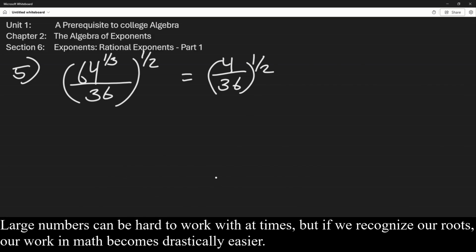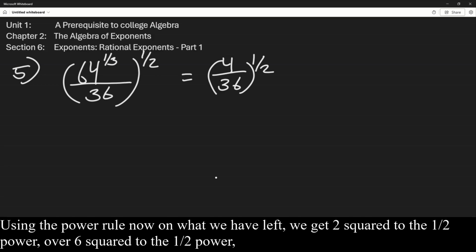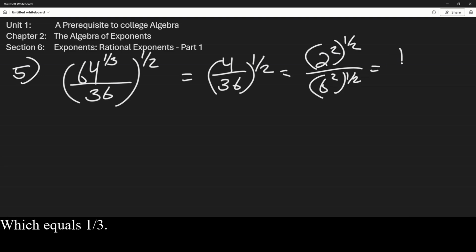Large numbers can be hard to work with at times, but if we recognize our roots, our work in math becomes drastically easier. 64 not only is the 6th power of 2, but it's also the 3rd power of 4. So numbers are proven to have multiple roots. Using the power rule now on what we have left, we get 2 squared to the 1/2 power over 6 squared to the 1/2 power, which equals 1/3. Thus, we have the same answer.